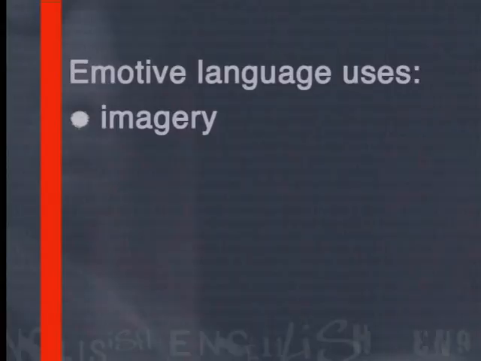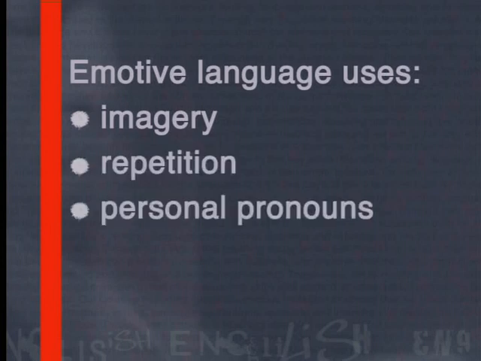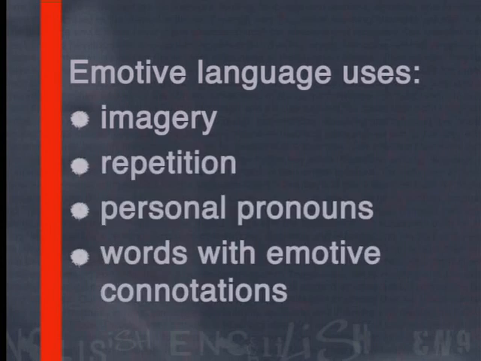So far, we have seen that there are a number of techniques that can be used for creating emotive language, such as imagery, repetition, personal pronouns, and words with emotive connotations. These techniques can be inspirational, as in the following speech by Archbishop Desmond Tutu. Look out for them to make sure that the same techniques are not being used to manipulate you. To see if you can do this, it's time for today's task.